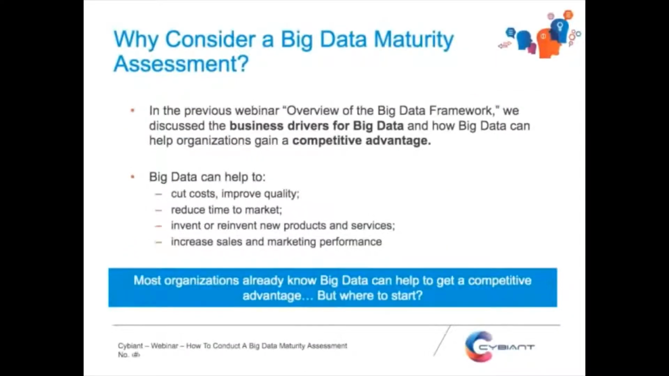First of all, the key question, and I think that's the reason why you're joining this webinar, is why should an organization consider a big data maturity assessment? Well, before we get started into that, we need to make a little bit of a link towards what is big data and what does it mean for an organization. And in the webinar that we hosted 2 weeks ago, which was called the overview of the big data framework, we discussed especially the business drivers of big data.